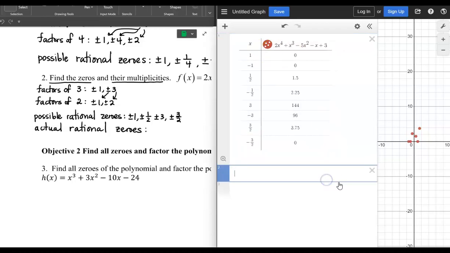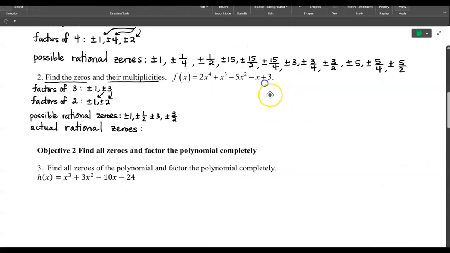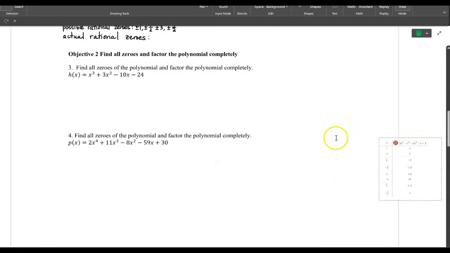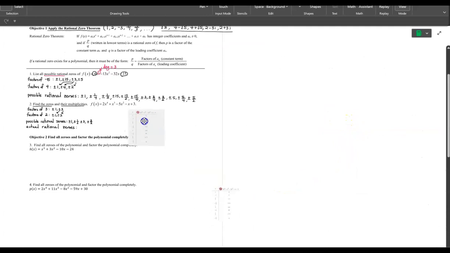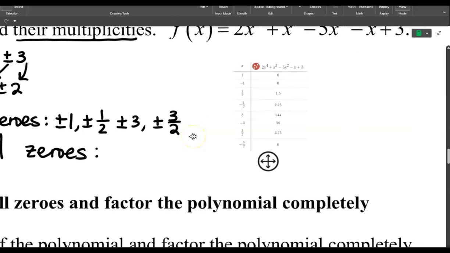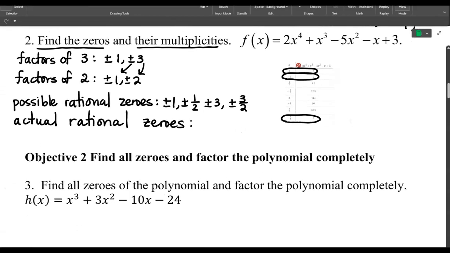Okay, so I have all of these numbers plugged into this list, and now we can see which numbers give us 0 and which do not, because the ones that give us 0 are going to be our actual rational zeros for this polynomial function. So I'll just move this table in here, and let's take a look at this. We can see that when we plugged in 1, we got out 0. When we plugged in negative 1, we got out 0. And when we plugged in negative 3/2, we got out 0.